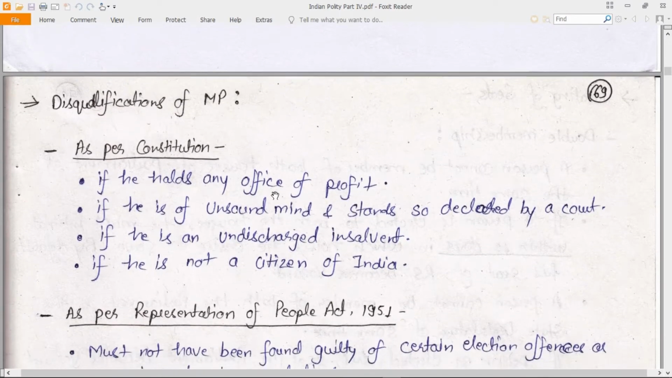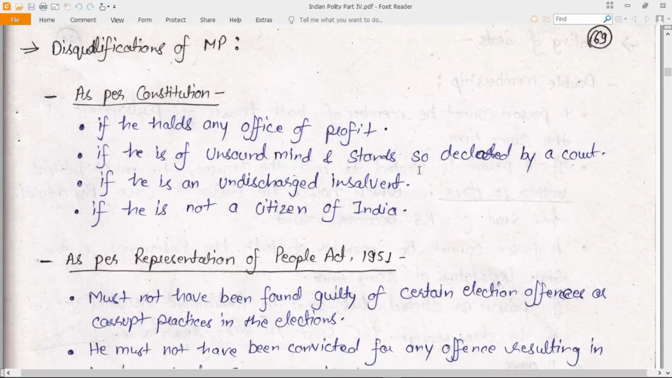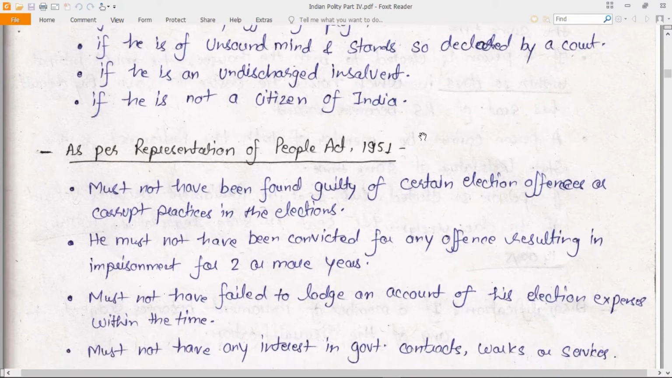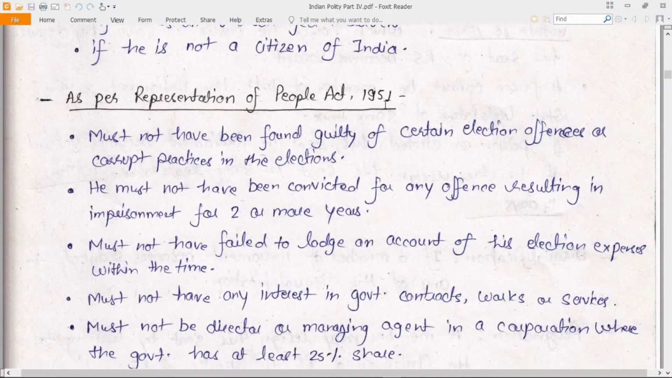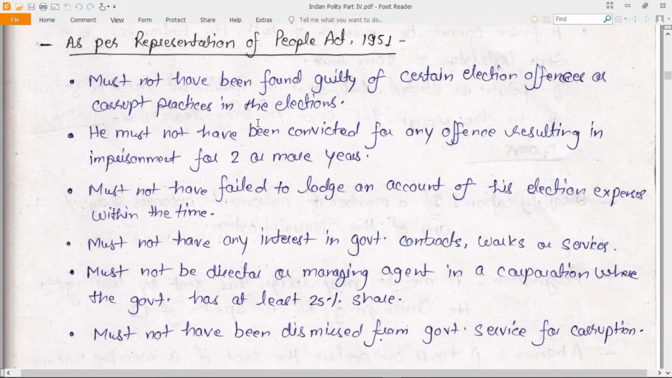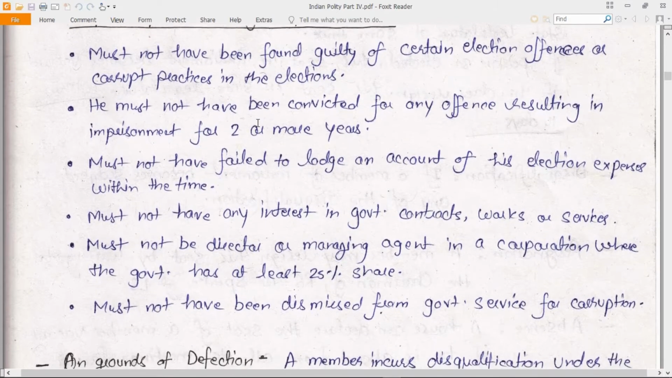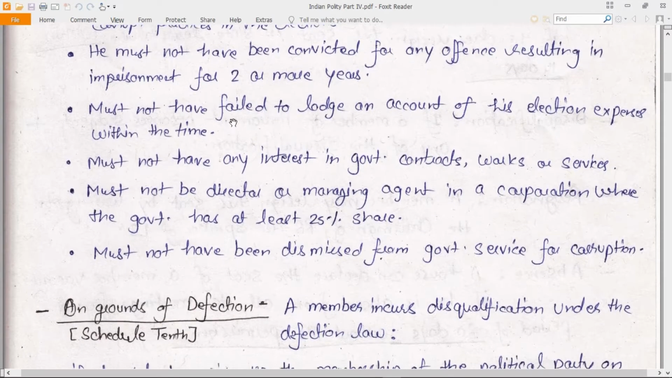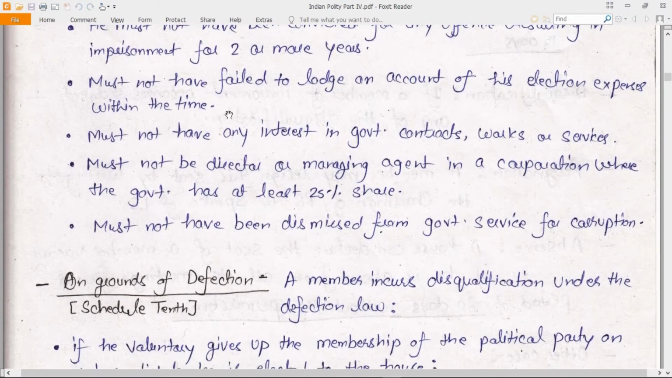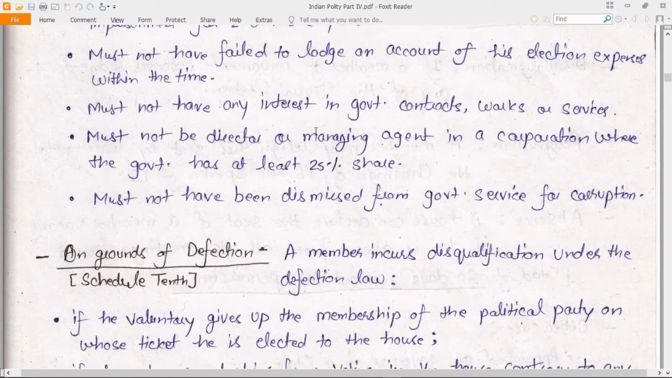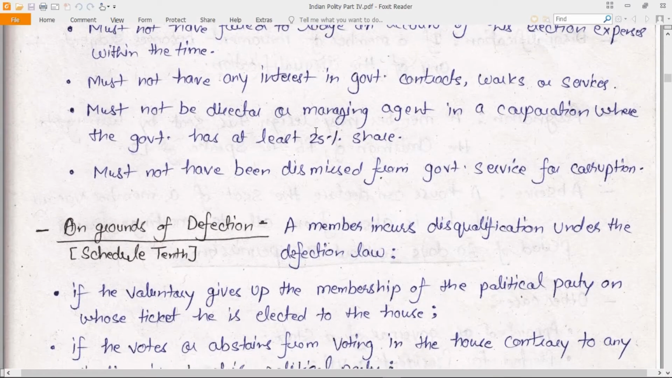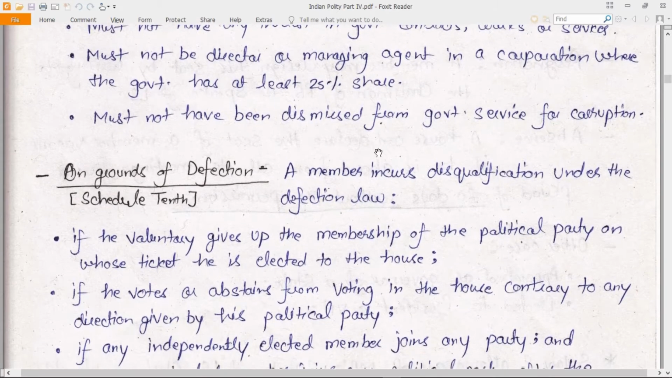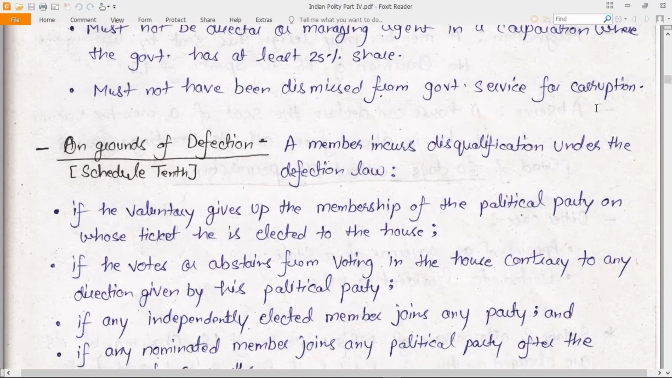Now, what are some of the disqualifications of an MP? As per the Constitution, if he holds any office of profit, if he is of unsound mind and stands so declared by a court, if he is an undischarged insolvent, and if he is not a citizen of India. As per the Representation of People Act 1951, he must not have been found guilty of certain election offences or corrupt practices in the election. He must not have been convicted for any offence resulting in imprisonment of 2 or more years, must not have failed to lodge an account of his election expenses within the time, must not have any interest in government contracts, works or services, must not be a director or managing agent in a corporation where the government has at least 25% share. He must not have been dismissed from government service for corruption.